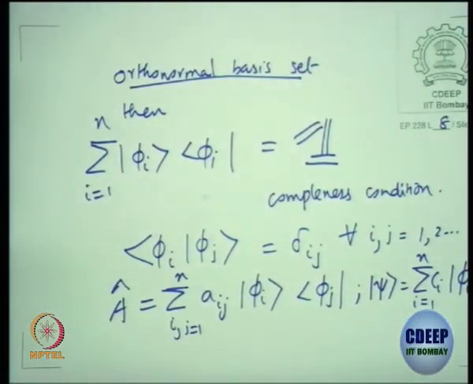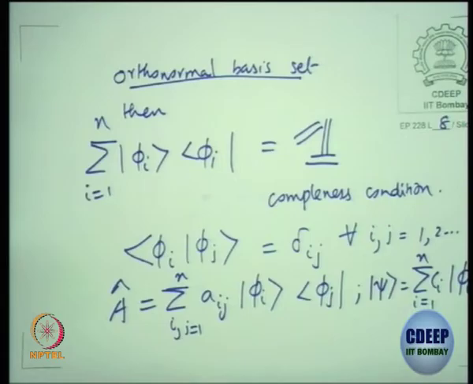This is clear? Play around between Dirac notation and your familiar matrices in a 2-dimensional vector space and 2 cross 2 matrices. If you are clear about this, you can do any 3 cross 3, n cross n.